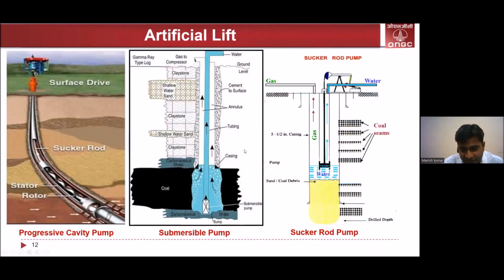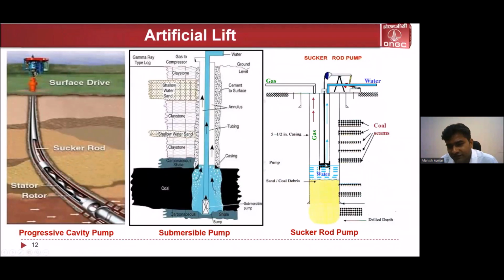And second, the submersible pump, which is being lowered in very high influx wells, because it has the capacity to dewater at a higher rate, that is more than 100 meter cube per day, whereas a PCP can dewater from 60 to 100 meter cube per day. So it is also lowered in those wells which have high influx rates ranging from 30 to 100 meter cube.